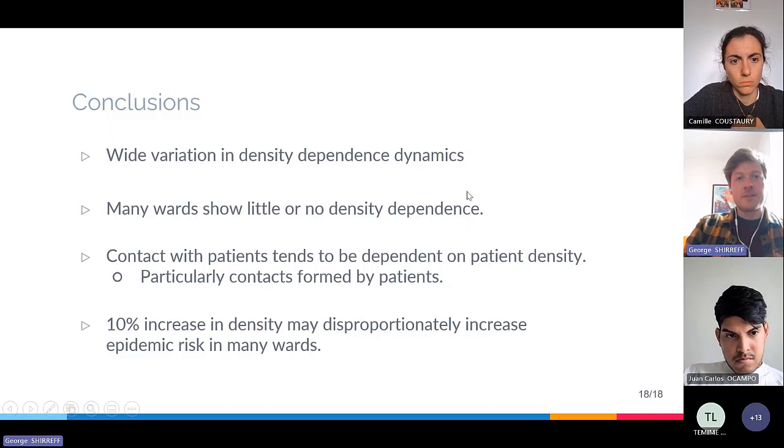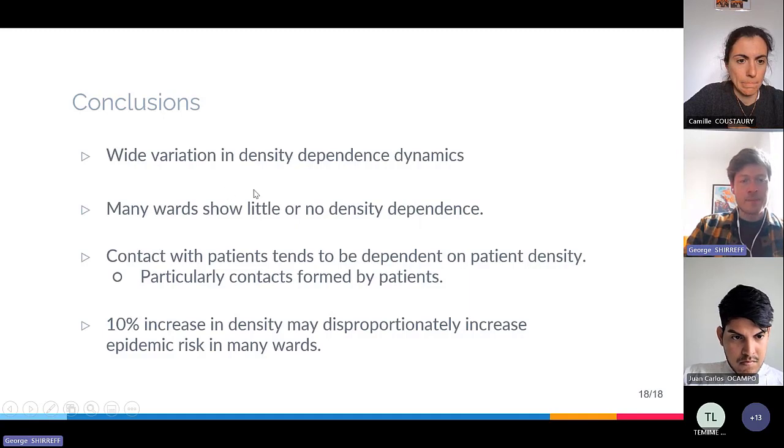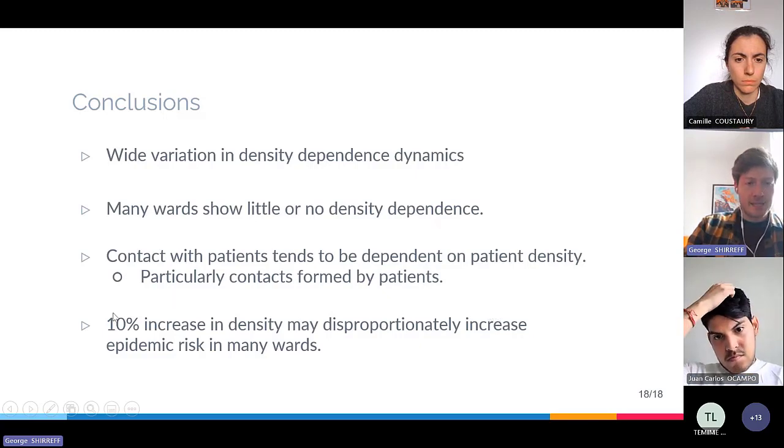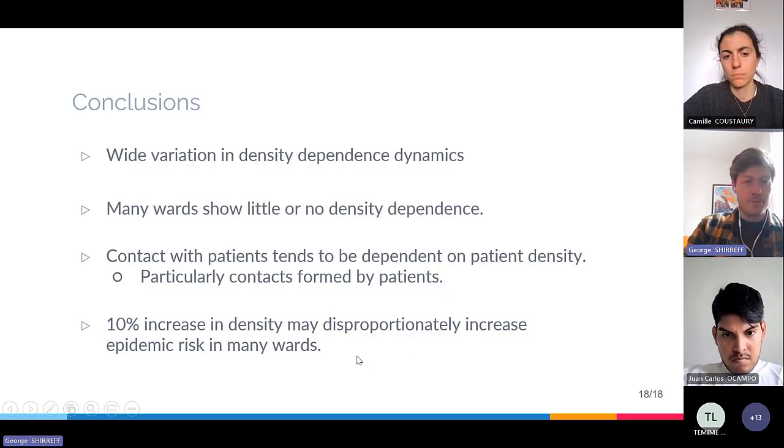So to conclude, there's wide variation in the dynamics that we see, but when we consider all interactions together, many wards tend to show little or no density dependence. However, when we consider contact with patients, this does tend to be dependent on patient density, and particularly in the contacts that are formed by patients. So patients with patients seems to be fairly density dependent. And therefore, as a direct consequence of that, a 10% increase in density seems to, according to this model, disproportionately increase the epidemic risk in many wards. And yeah, I'll stop there and I'll take any questions.